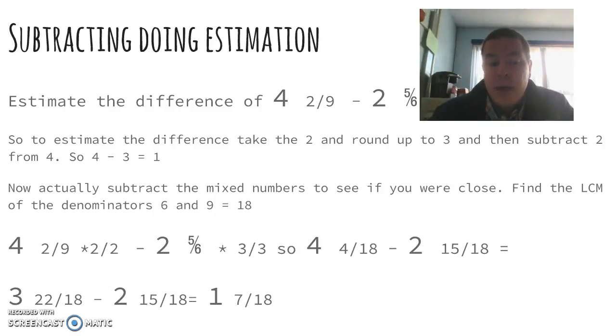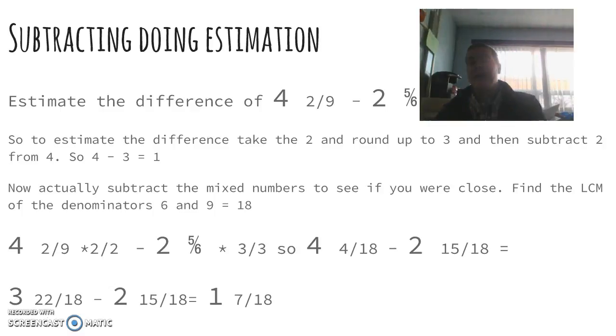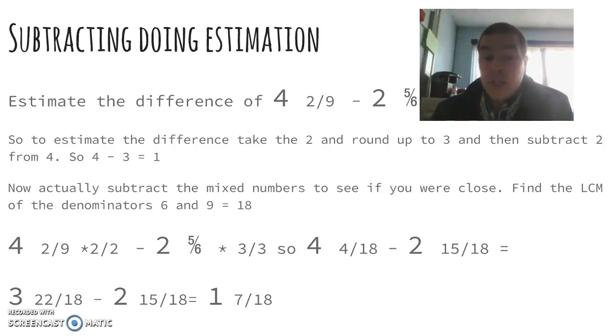Now that we're able to do that, we're going to subtract our whole numbers. 3 minus 2 is 1. 22 minus 15 is 7 over 18. So 1 and 7 over 18 is going to be our answer, which is close to 1. It's close to our estimation.